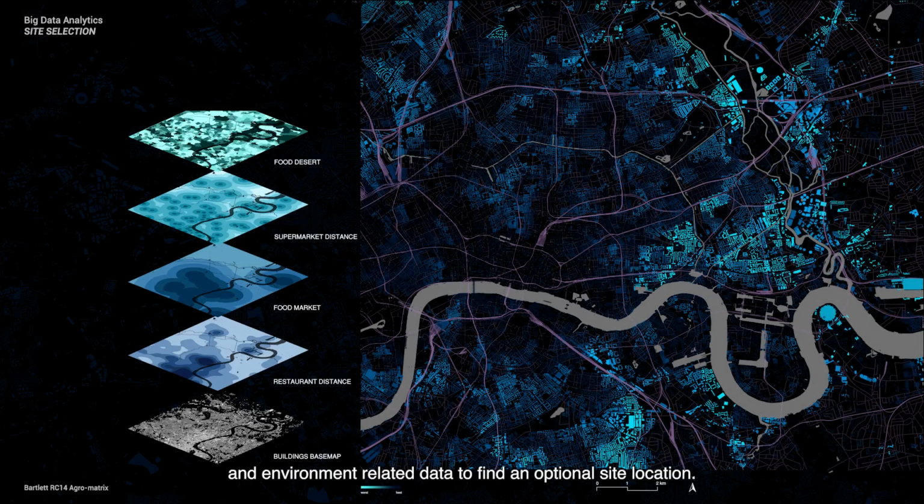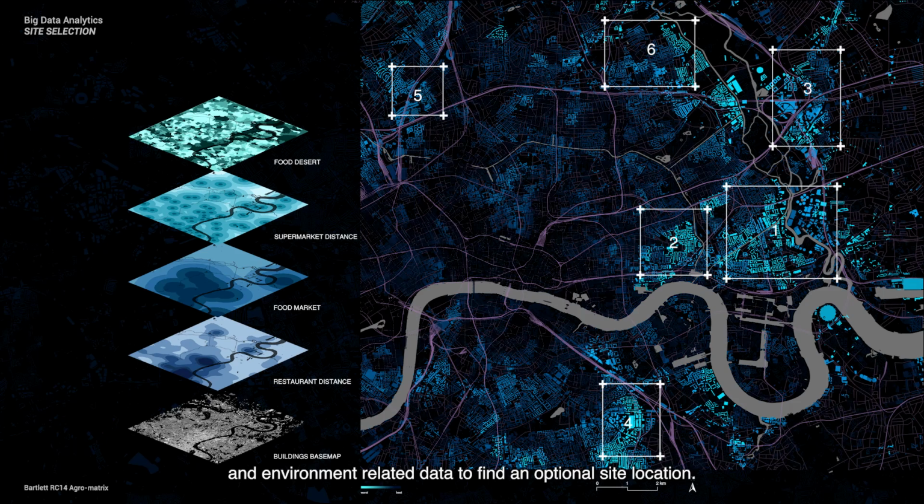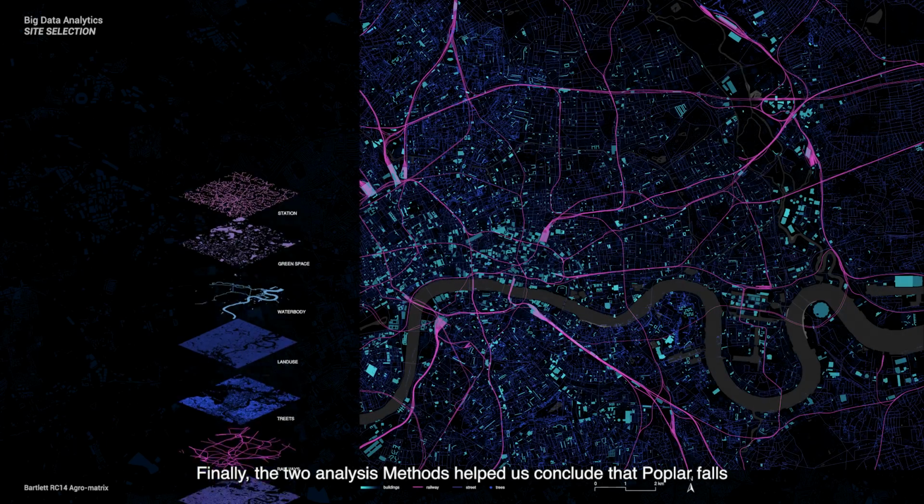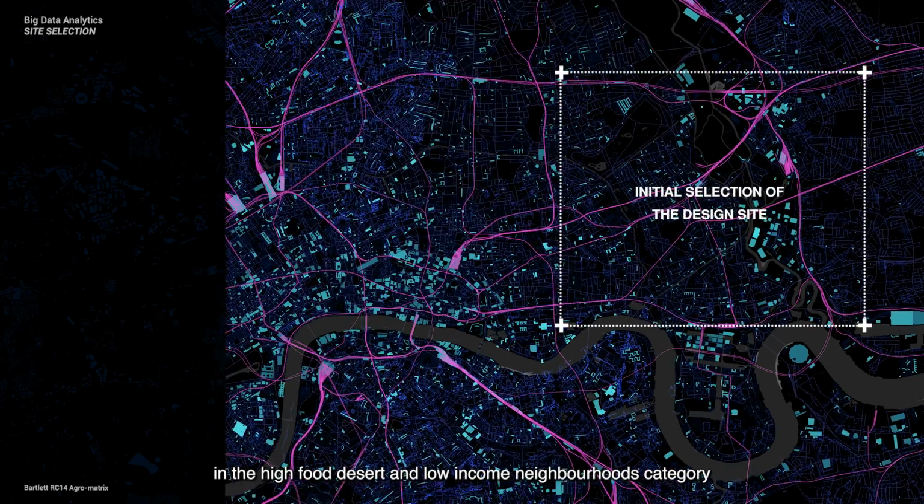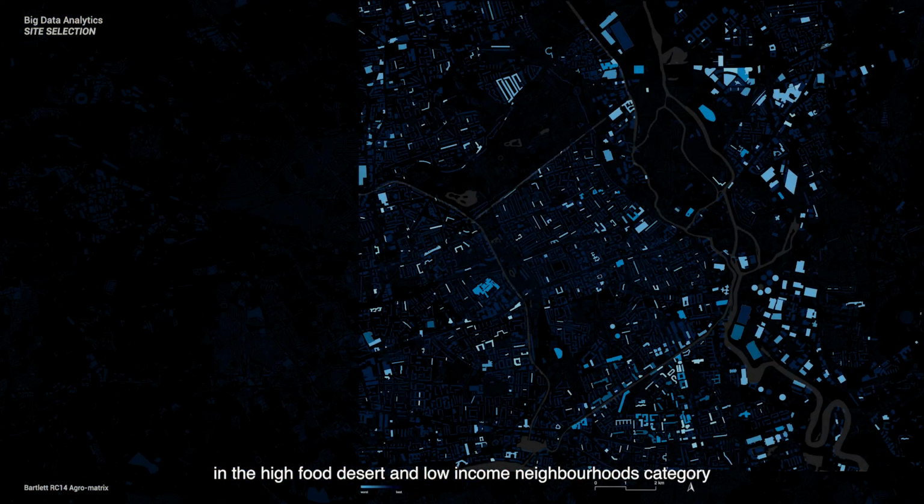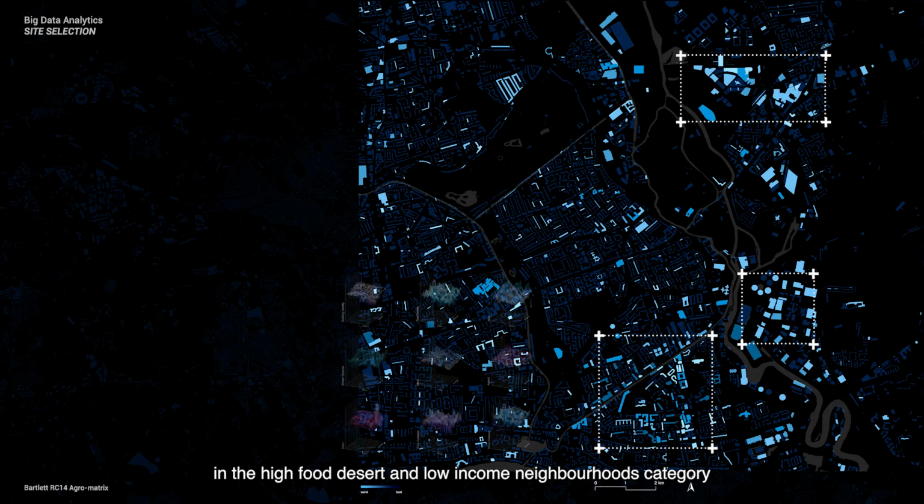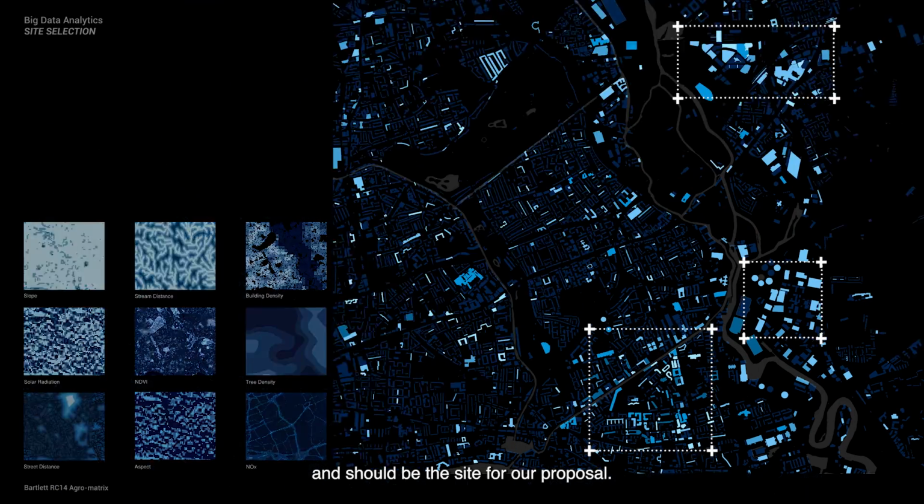We used food-related data and environment-related data to find an optimal site location. Finally, the 2 analysis methods helped us conclude that Poplar falls in the high food desert and low-income neighbourhoods category and should be the site for our proposal.